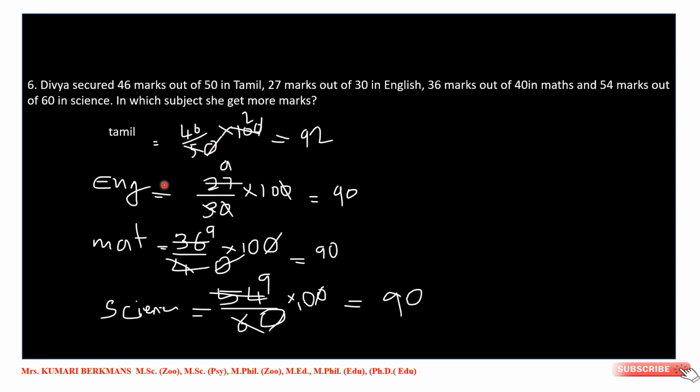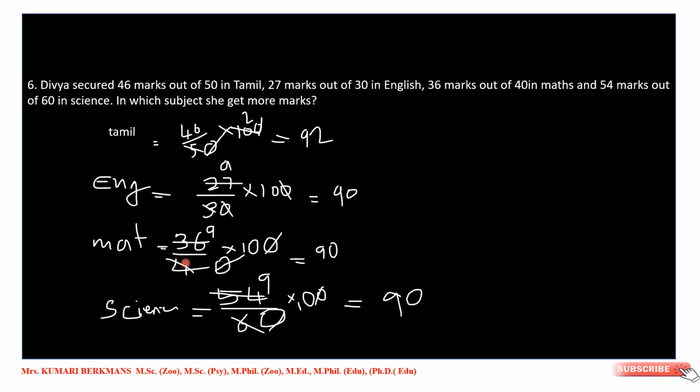How to write this to find out the answer? It is 46 divided by 50 into 100, so we are finding out the percentage. We can strike out the 10 here and the 10, and this 5 here, we get 2. So 46 into 2, it is 92. Come to English. How many marks did she get? 27 out of 30. So we write 27 by 30 into 100 to find out the percentage. We strike out the 10, and 27 divided by 3 is 9. So 9 into 10, it is 90.